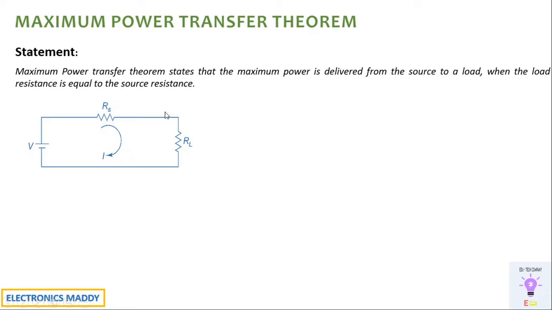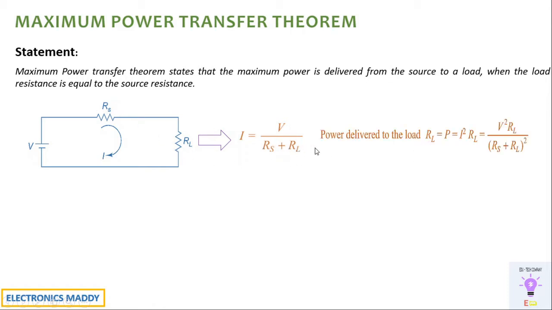So how do we validate this particular statement? We will be proving that when RL is equal to RS, maximum power is transferred. So let's look at the proof. From this circuit, I is equal to V by RS plus RL because of Ohm's law, that is V by R. RS and RL are connected in series, so I'm adding them up. Power delivered to the load resistor RL is, in general, P equal to I square R. I have substituted the value of I to be V by RS plus RL. So when can we say maximum power is transferred?